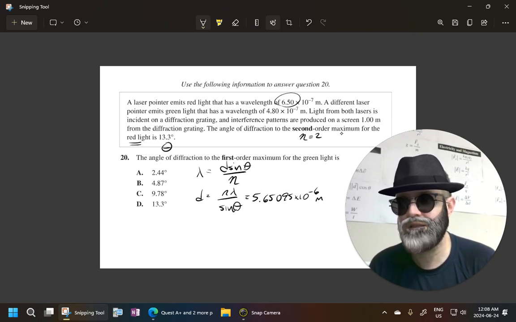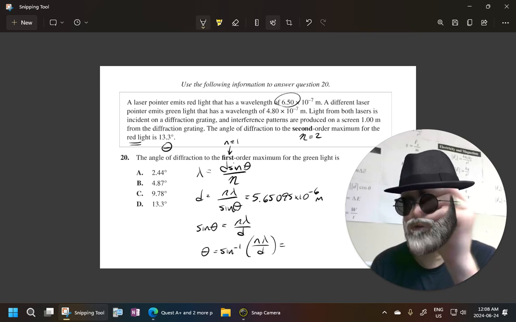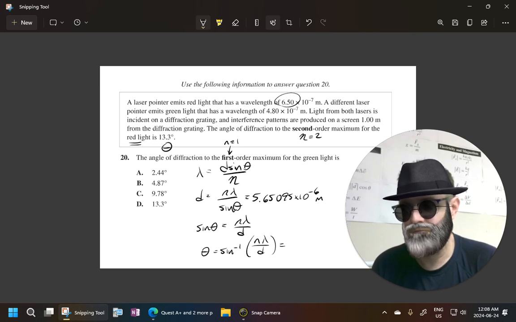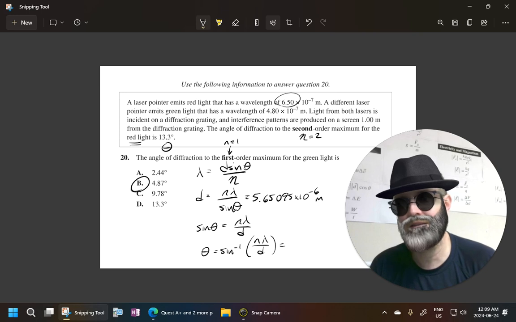Angle. So I'm going to take this formula again, and rearrange it for sine theta: n lambda divided by d. And then I've got to take the sine inverse of that, right? n lambda divided by d. And that's good. So this is going to be a first order, so this n here is equal to 1. I've got a lambda up there, 4.8. So, because I don't have to do too much with the 1 times 4.8 times 10 to the negative 7, divided by this d that we just found, I'm just going to take the sine inverse of this. So I get 4.87 degrees.